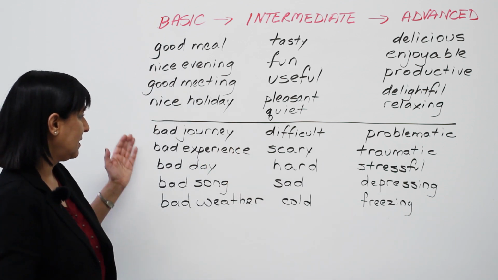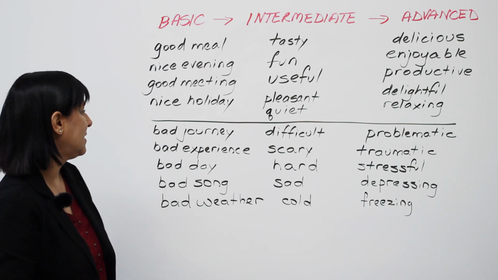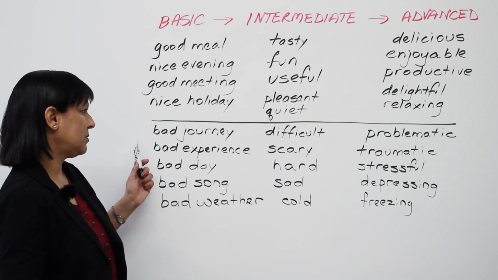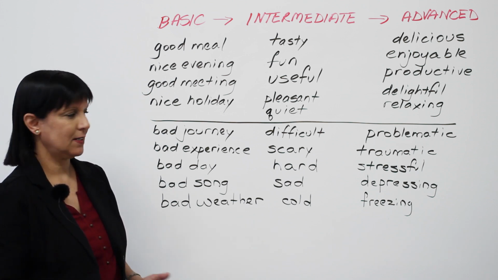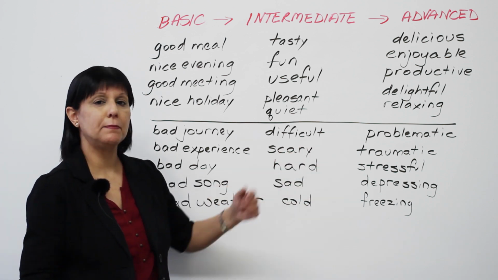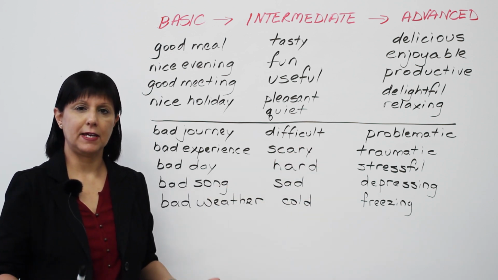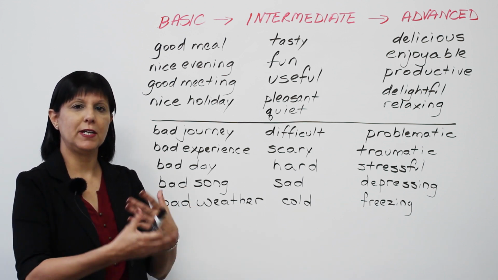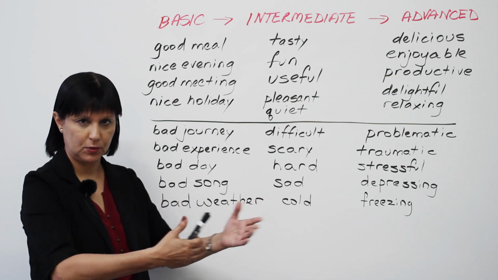Let's continue with using the word bad. Also another very overused word. It was a really bad journey. It was a difficult journey. It was a problematic journey. Problematic means there were many problems that you had or that you encountered on the way during your journey.